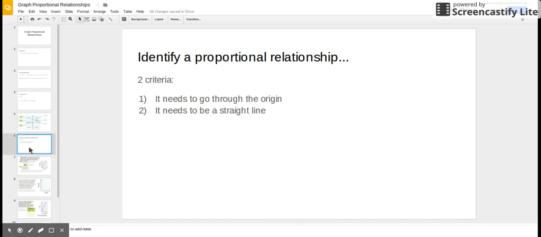So first of all, you need to figure out how to identify a proportional relationship. There are two criteria. One is it needs to go through the origin, and the second is it needs to be a straight line. If it goes through the origin and it's a straight line, then yes, it is a proportional relationship.